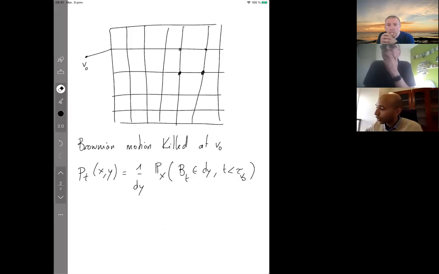Okay, so you have some probability transition densities, and then you can define a loop measure. This loop measure will help us to define the loop soup. So you can define a loop measure.